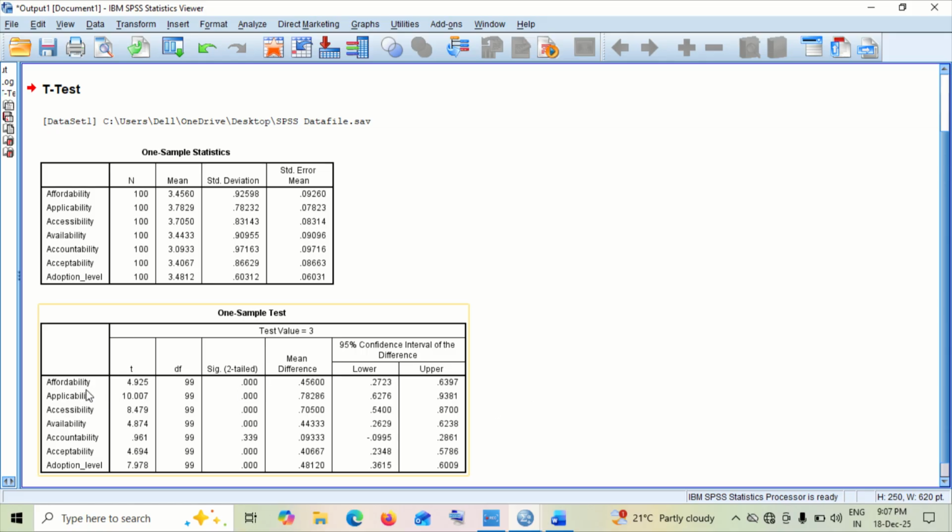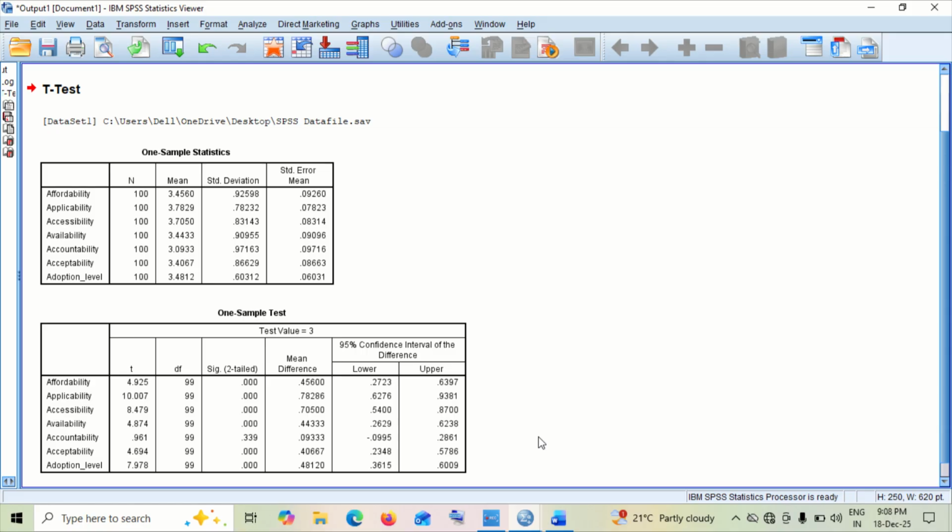In the first case, we can see the t-value of 4.925 and the significance value is 0.000. Second case regarding applicability, the t-value is 10.00, significance value is 0.000. The third case accessibility, the t-value is 8.479 and the significance value is 0.000. Regarding availability, the t-value is 4.874, significance value is 0.000.